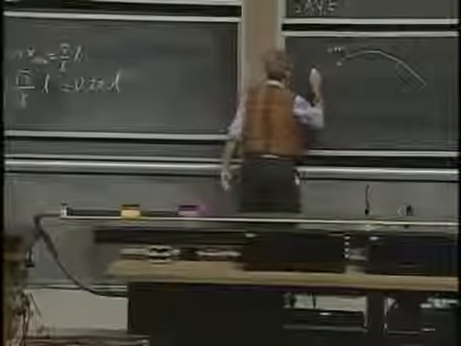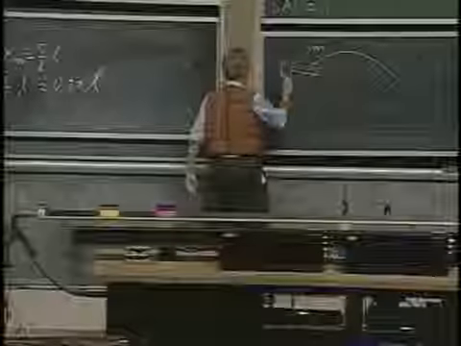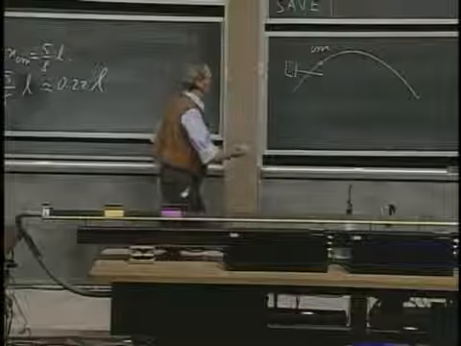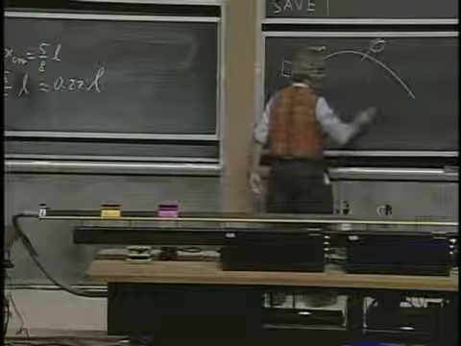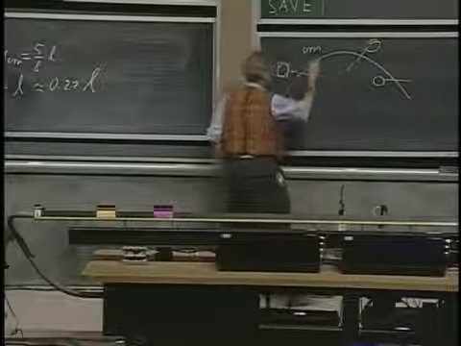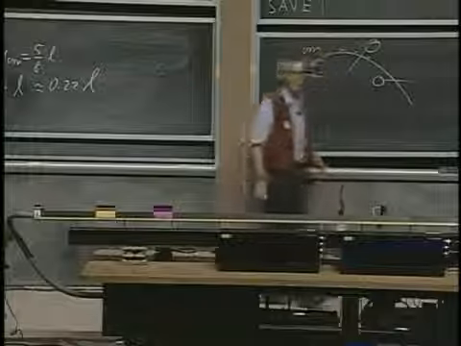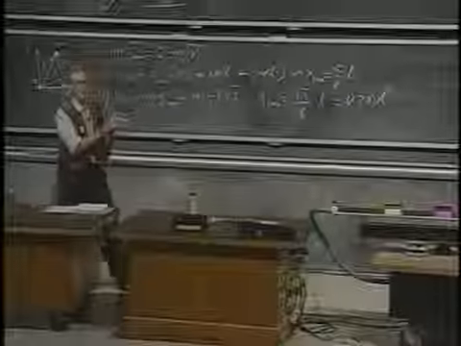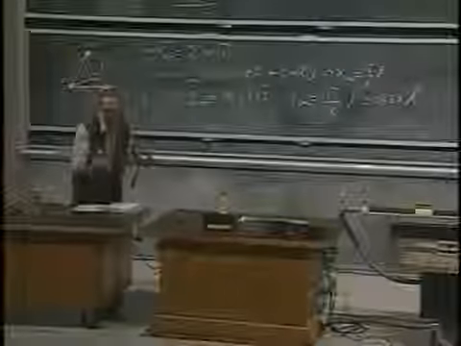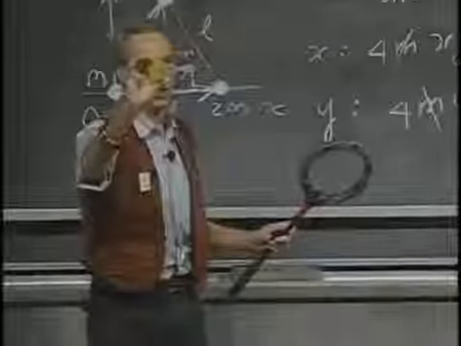Now, at one point, I will do it with a squash racket. At one point, the squash racket may be like this, and at another point, the squash racket may be like this, and a little later, it may be like this. But the center of mass of the squash racket will perfectly go along a parabola. And so we have here a squash racket, and we have here the center of mass.